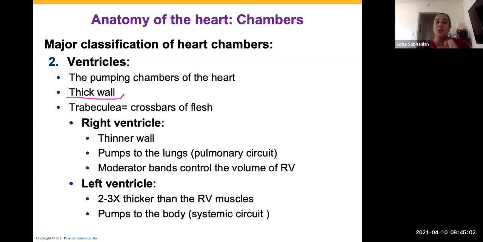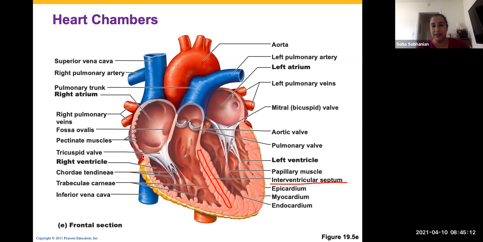Now, the muscles inside have a pattern called trabeculae. And again, I'll show you here on this picture. These are trabeculae, these patterns you see in the background. That's the trabeculae muscles that we're talking about. The full name is trabeculae carneae, but you can also refer to it as the trabeculae.